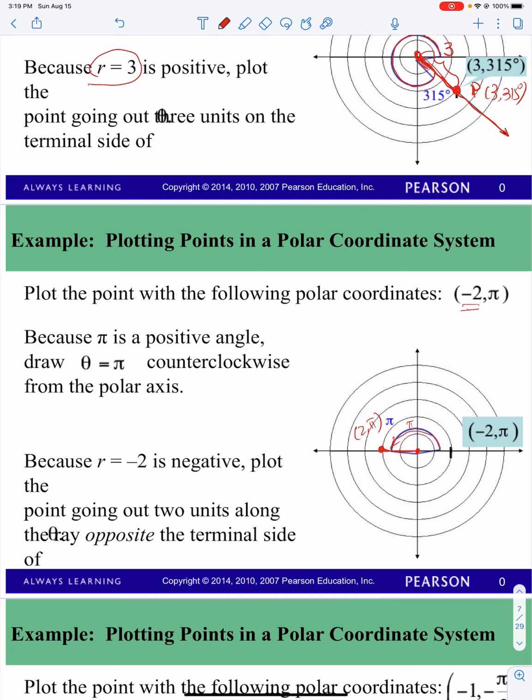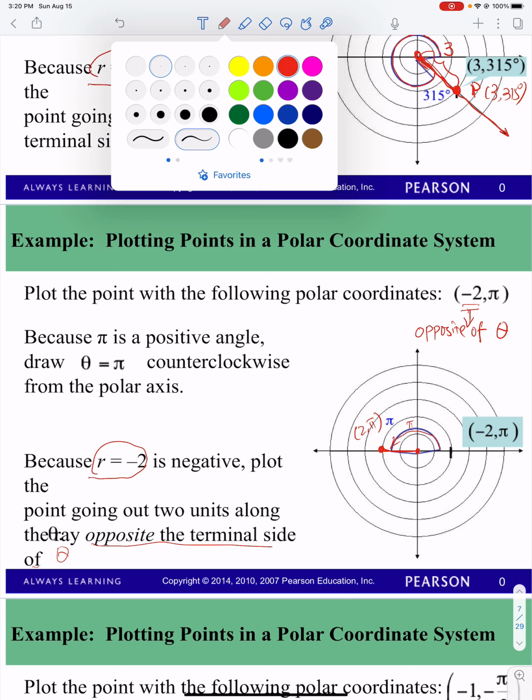So what should we do if we have r equal to -2? With the negative sign, what will we do? We plot the point going out opposite the terminal side of theta. So it will be opposite of the angle theta. It's a long distance, but we only need to remember it will be opposite.